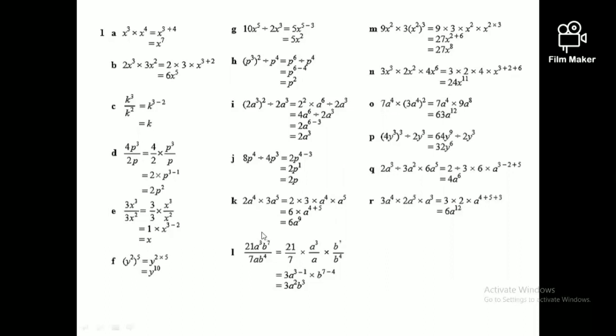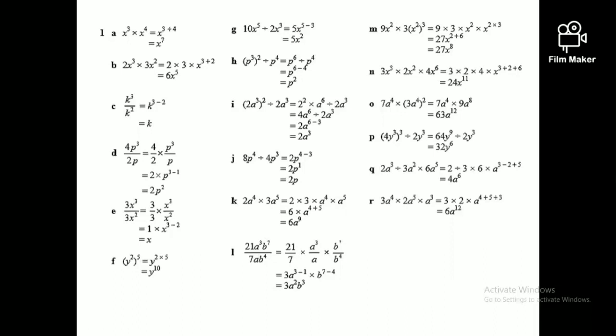The next question is 2a to the power 4 divided by 3a to the power 5. Then initially you can multiply these two terms. 2 into 3 is 6. Then a to the power 4 into a to the power 5 is a to the power 4 plus 5, that is a to the power 9. So your final answer is 6a to the power 9.